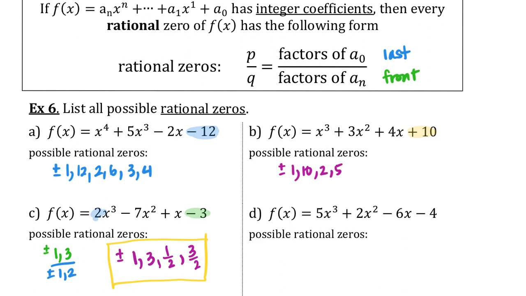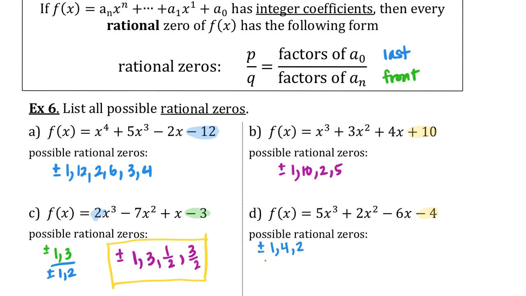Okay, D is similar. Let's look at D. Okay, start out, just look at the last term. It's 4. So what could I times to get 4? Let's see, I could have 1 times 4. I could have 2 times 2. I don't have to list it twice, and it could be positive and negative.